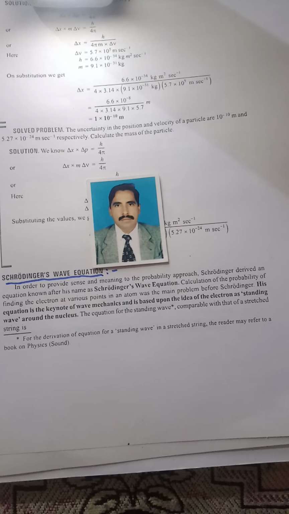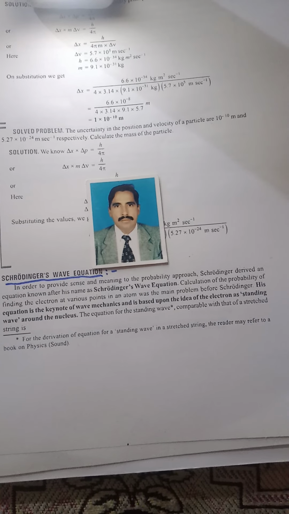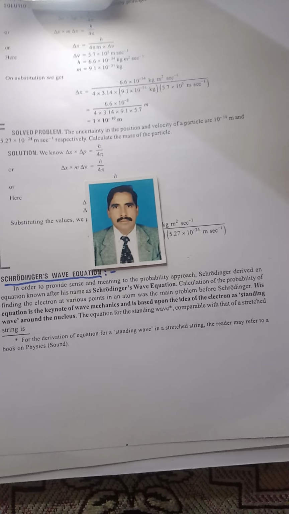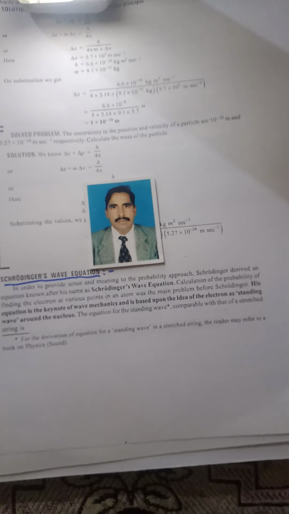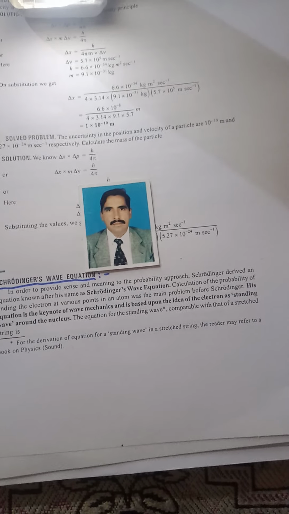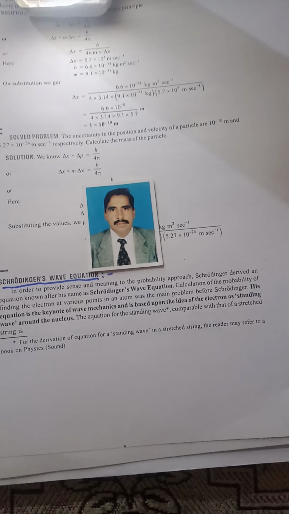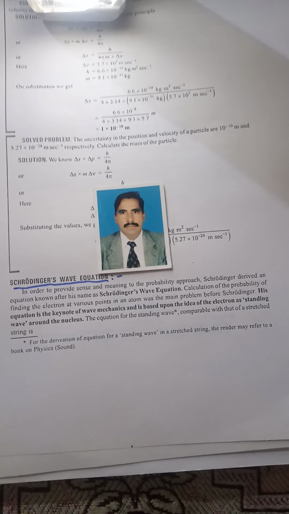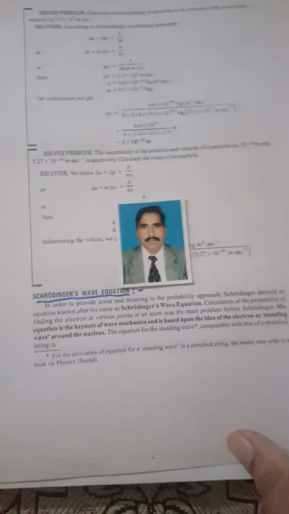Calculation of the probability of finding the electron at various points in an atom was the main problem before Schrodinger. His equation is the key point of wave mechanics, based upon the idea of the electron behaving as standing waves around the nucleus. This equation is depicted here. Let us learn about these equations.